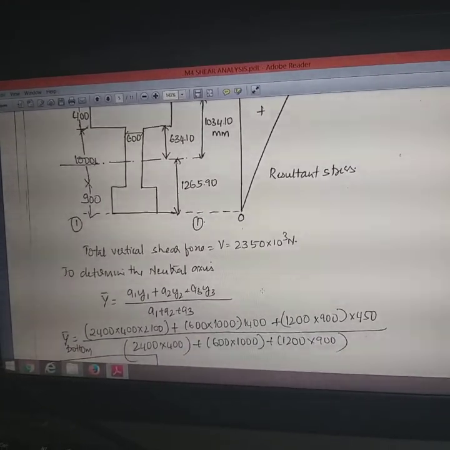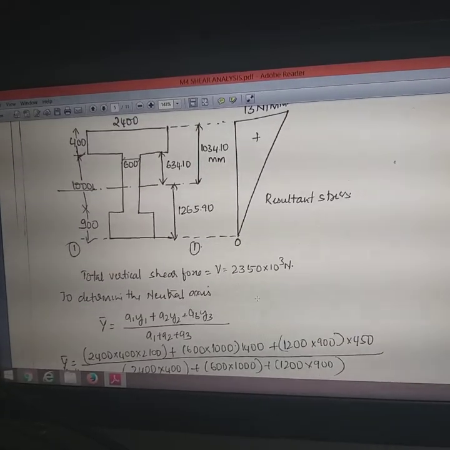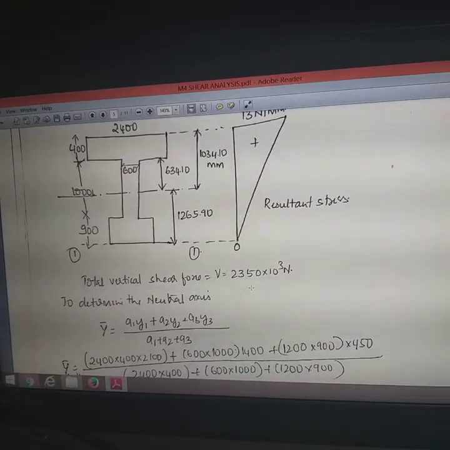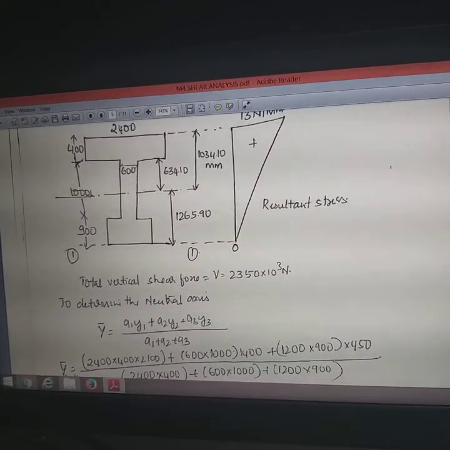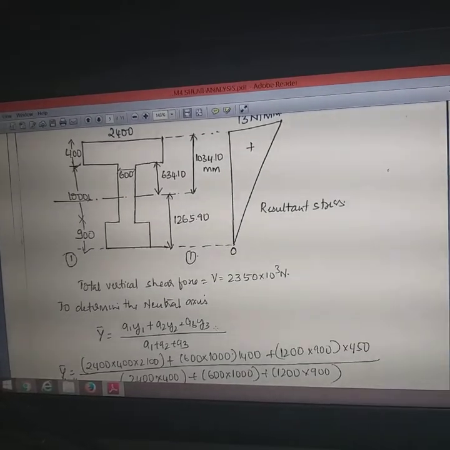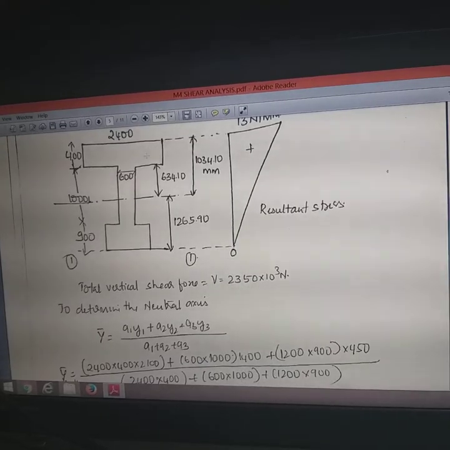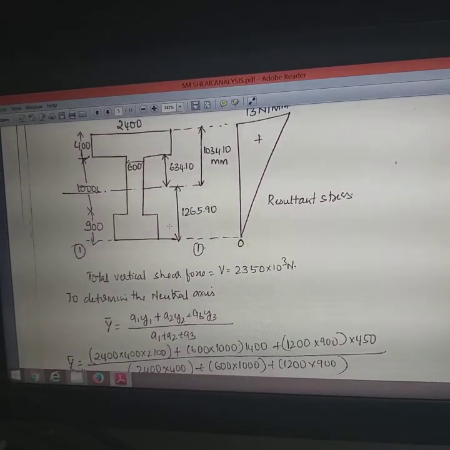The most important thing here is to calculate the depth of the neutral axis, that is, the centroid. We know the generalized equation: y bar equals A1 y1 plus A2 y2 divided by A1 plus A2. To compute the centroid, let us split this built-up section into 3 parts.